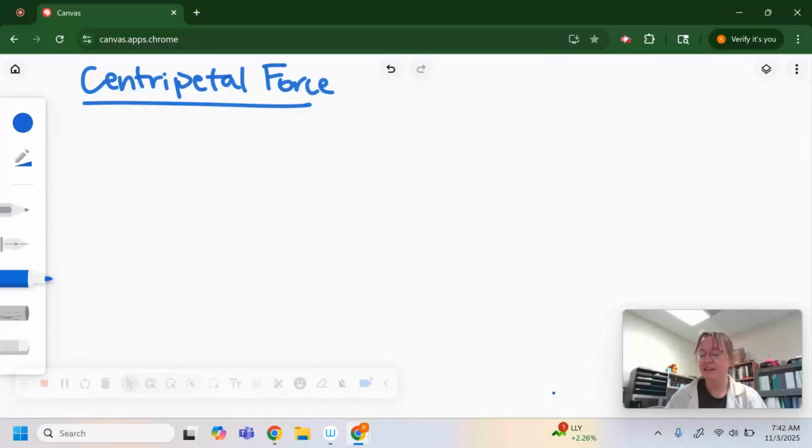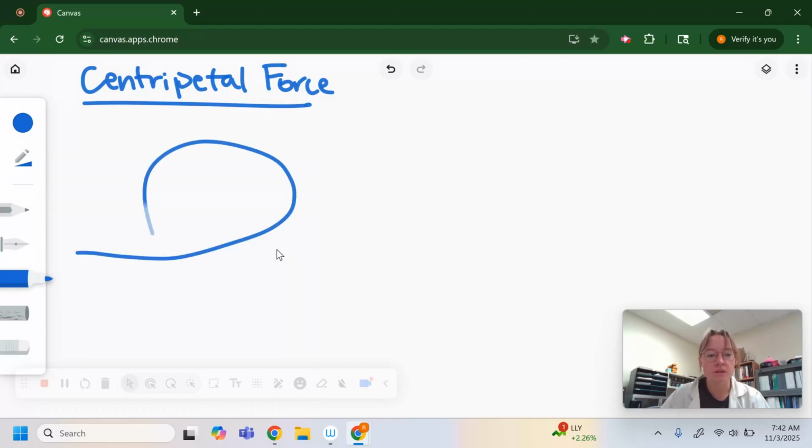Well, hello there. Today we are talking about centripetal force. Now, when I was a kid and I looked at roller coasters with loop-de-loops, I looked at the car that went on the loop-de-loop and said, I don't understand how the people in this car don't fall out when they're upside down. That didn't make any sense to me.